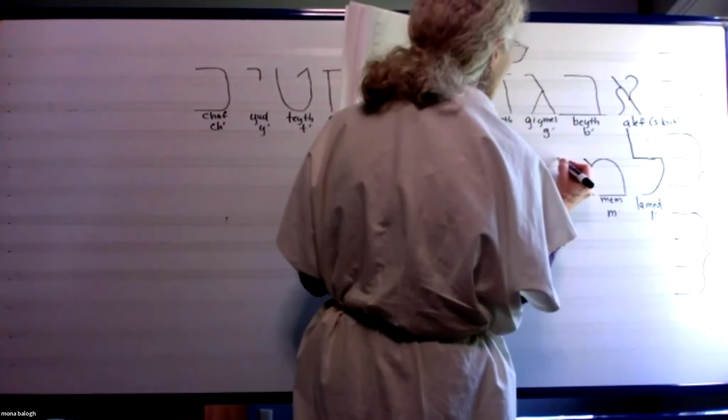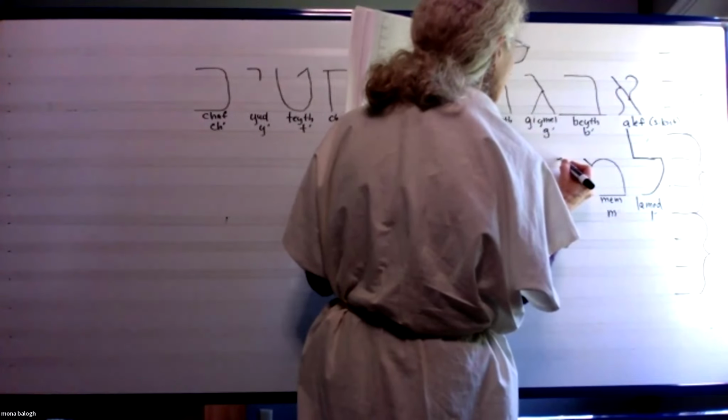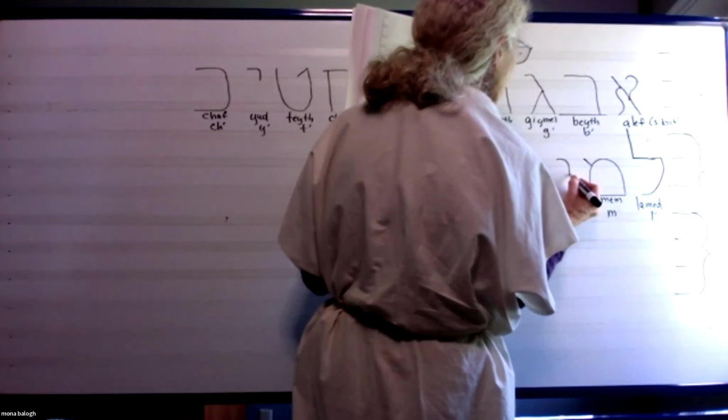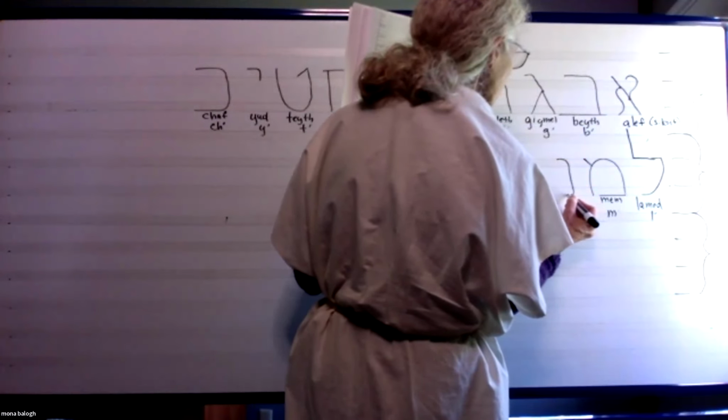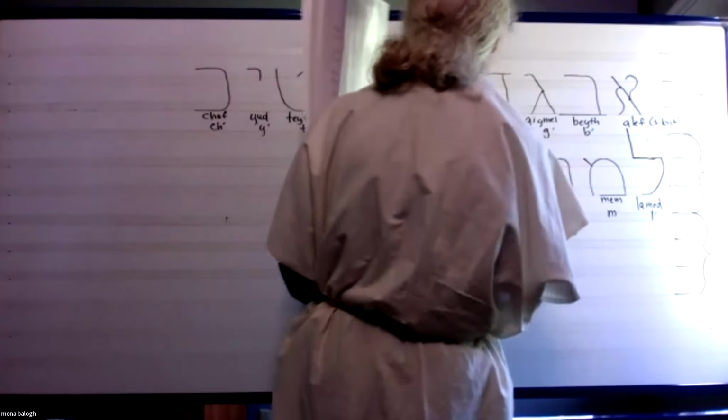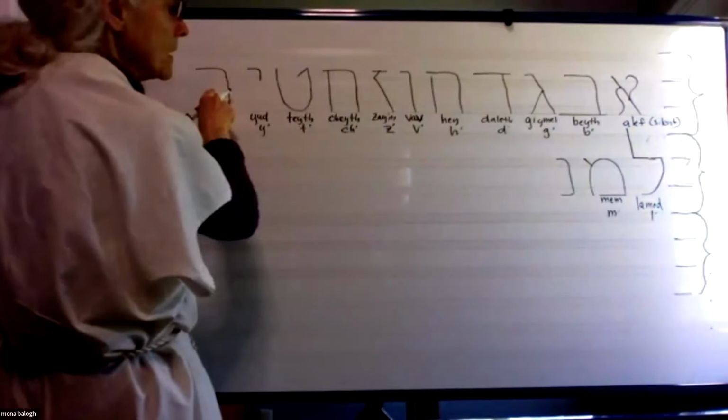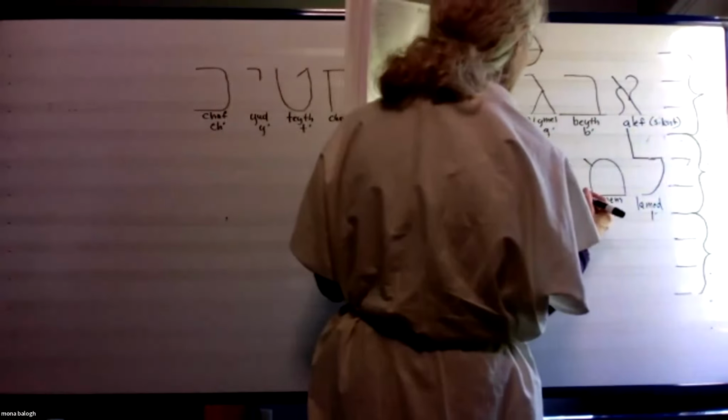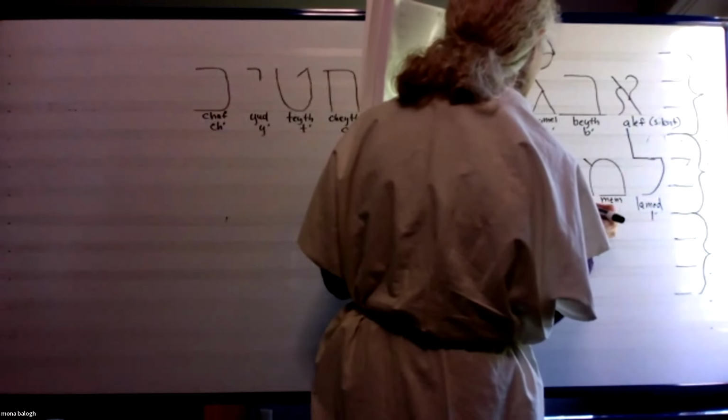Nun. Upper left. Curve down. Bottom curve to your left. Just like the chaf, but it's tiny. It's narrow. Nun.